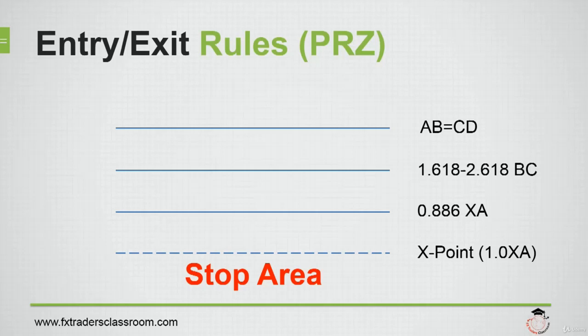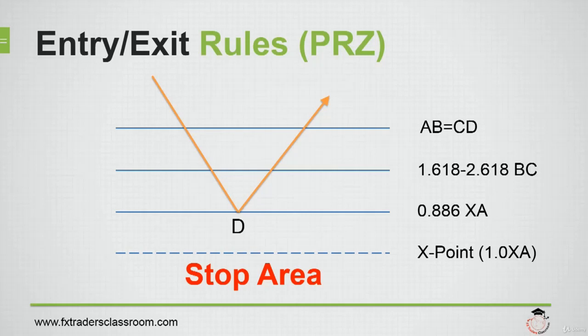The pattern incorporates an AB equals CD pattern, usually extended, a 1.618 to 2.618 BC projection, and an 886 XA retracement. The XA retracement is the defining element of the PRZ. You will see that the bat pattern usually comes down, touches the 886, and reverses. Stop should go below the X point, just like the Gartley pattern. It is an incredibly accurate pattern and requires a smaller stop than most other patterns.